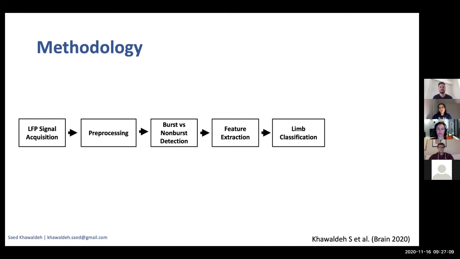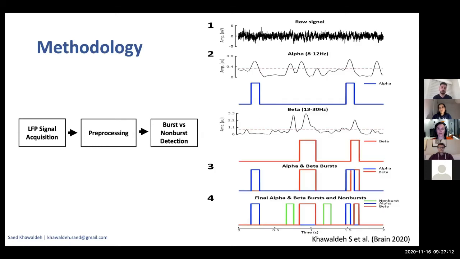Once we had done this burst versus non-burst detection, we used a method that does simple 75th percentile thresholding. We extract the alpha envelope and apply 75th percentile thresholding, and we get the alpha bursts, which are the periods where there is elevation of alpha activity. We do the same thing with the beta, and then we detect the beta bursts that are longer than 100 milliseconds.